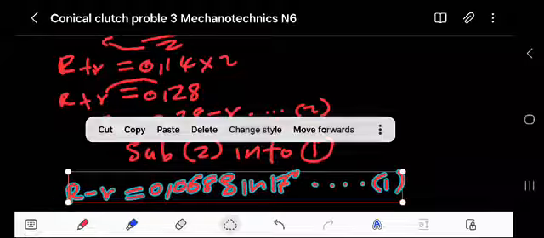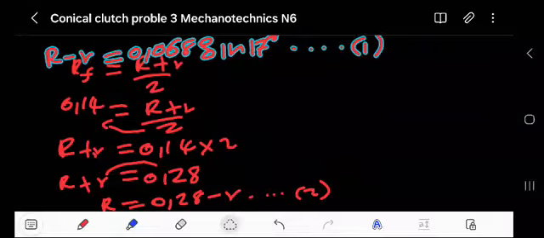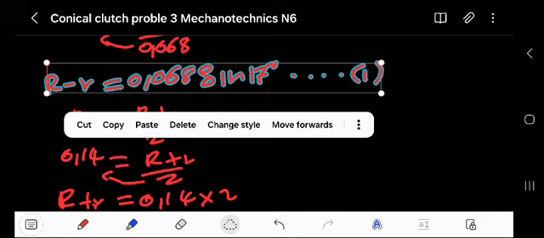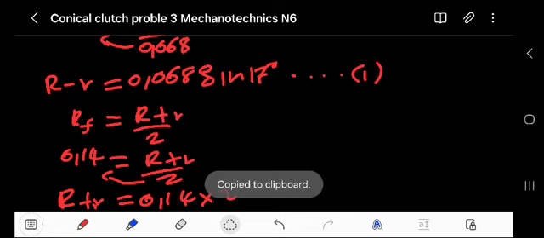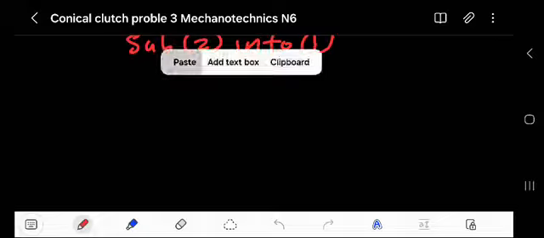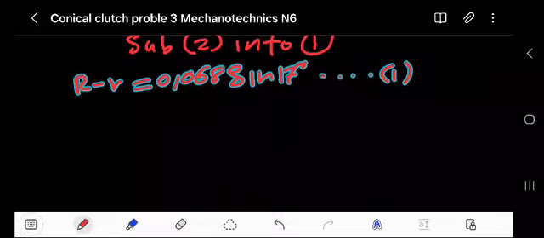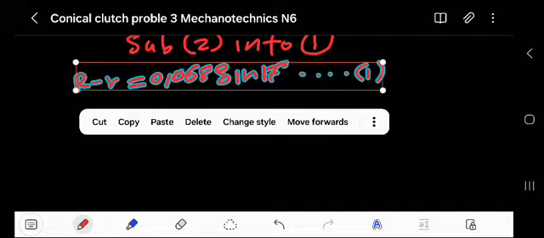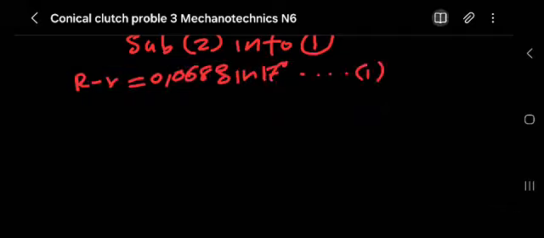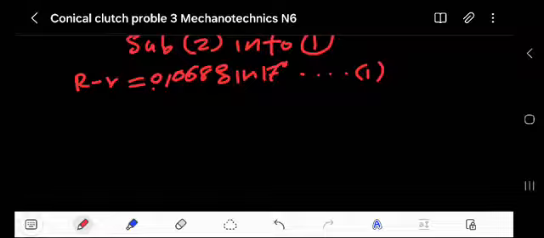You see, let me do it like this. Let me just copy this and paste it here. Right, this is our equation 1.